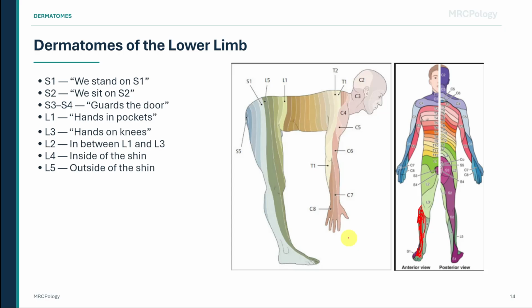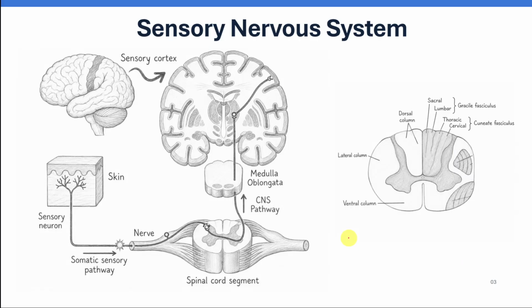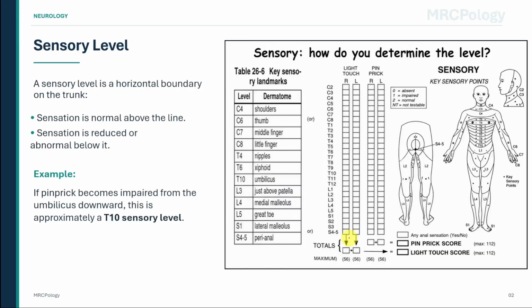A sensory level is different. It is a horizontal boundary on the trunk where sensation is relatively normal above the line, but reduced, absent, or altered below it. For example, if pinprick sensation becomes impaired from the level of the umbilicus downward, this is described approximately as a T10 sensory level. The umbilicus is a useful surface landmark for the T10 dermatome.